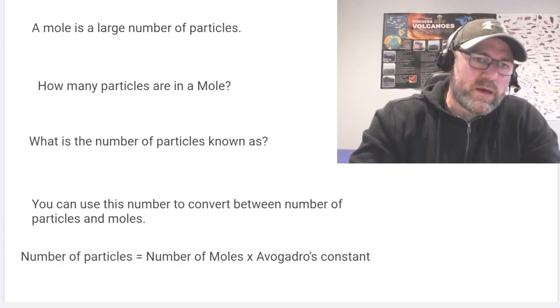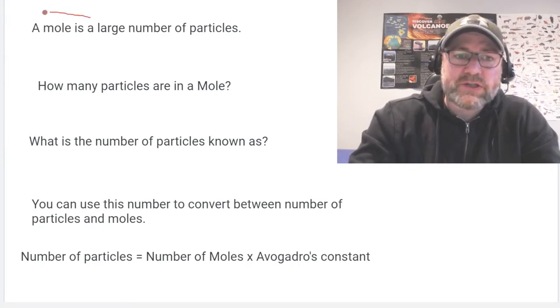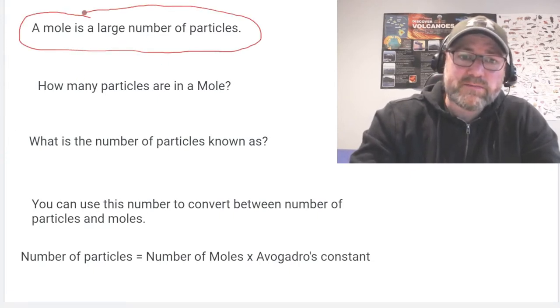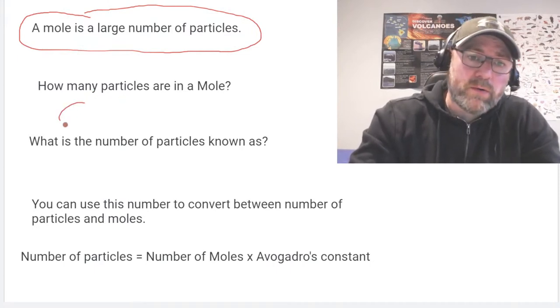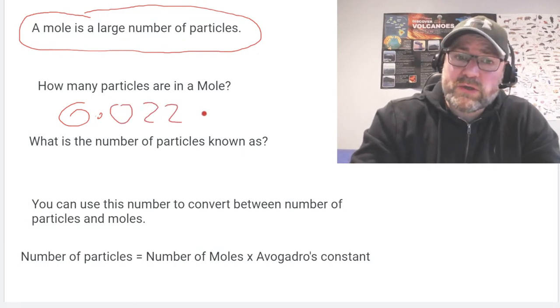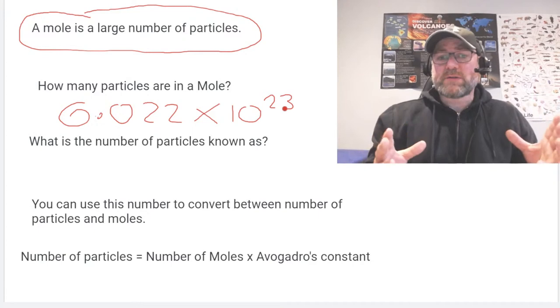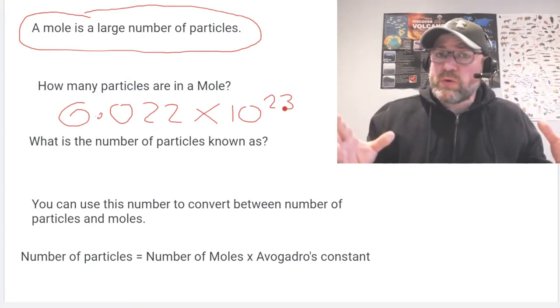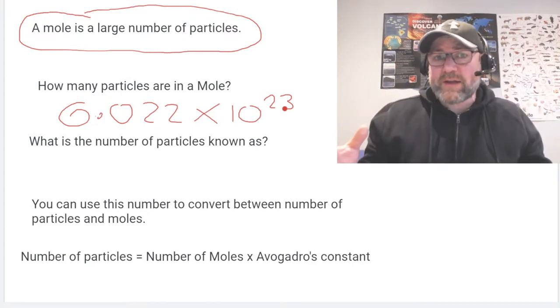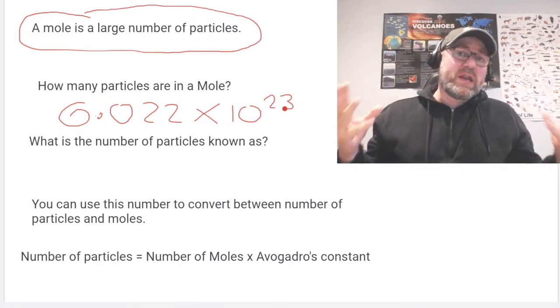Okay, so a mole is a large number of particles. How many particles are in a mole? Well, you've got 6.022 times 10 to the 23. That's a bit of a funky six there. And that's how many particles are in a mole. Now, that can be a mole of shoes. That can be a mole of electrons. That can be a mole of dodgy baseball caps. It's just a number, okay?